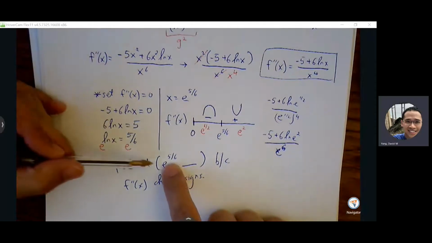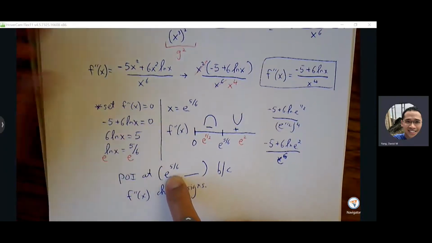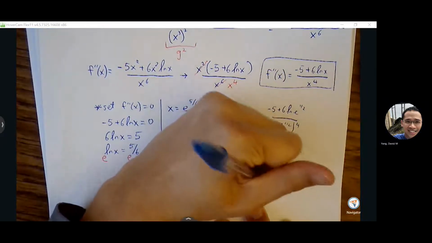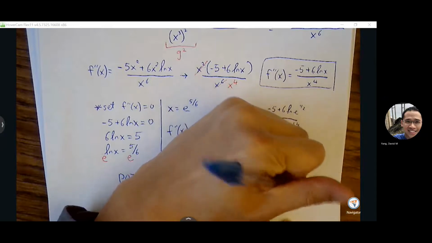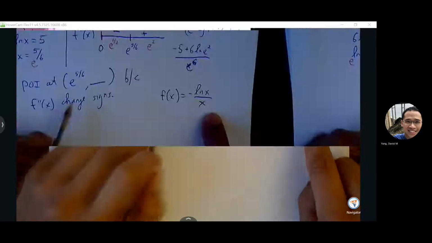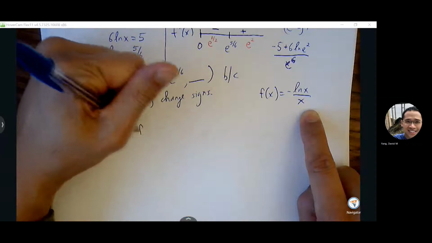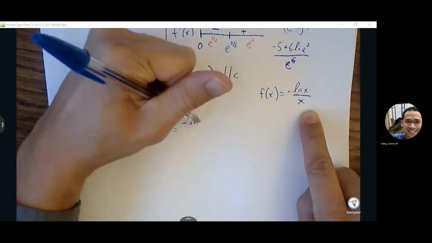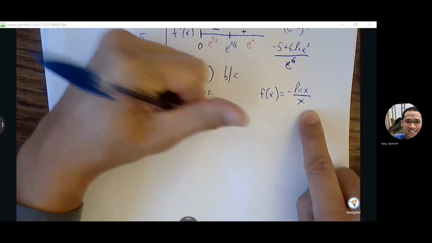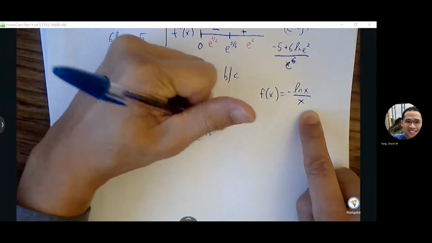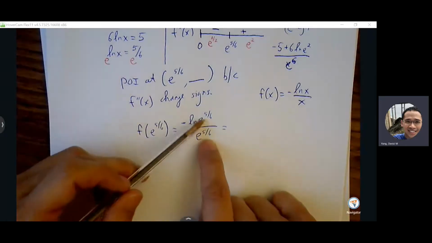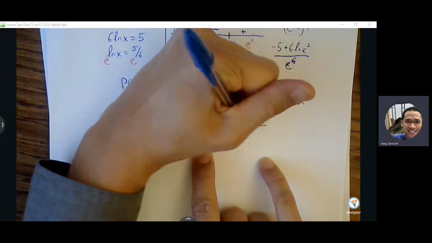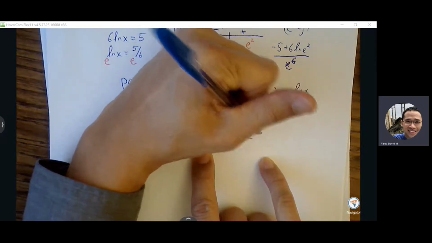Okay, so we're going to insert our x value back into the original function. Leaving it in this form is fine, but we can bring that 5/6 down. The negative will just stay with it. So negative 5 over 6 e to the 5/6.